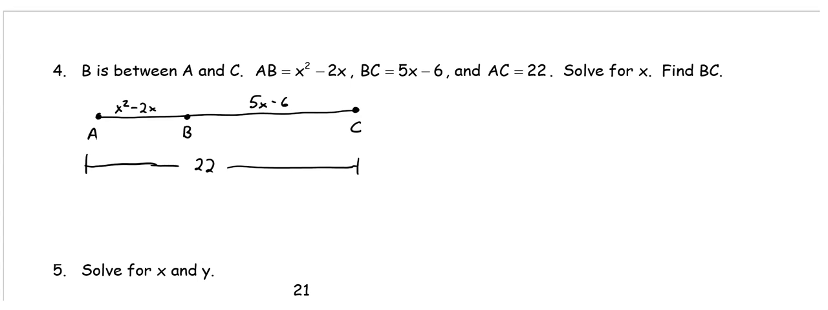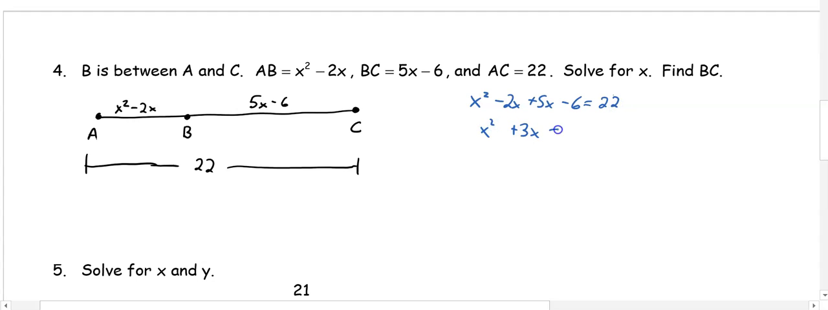When we are solving using segment addition, our two pieces, x squared minus 2x plus 5x minus 6, are equal to 22. So we have x squared plus 3x minus 6 is equal to 22. In order to factor, we need our equation to equal 0, so we're going to move 22 to the other side. x squared plus 3x minus 28 is equal to 0.